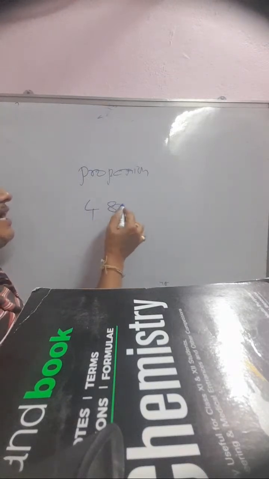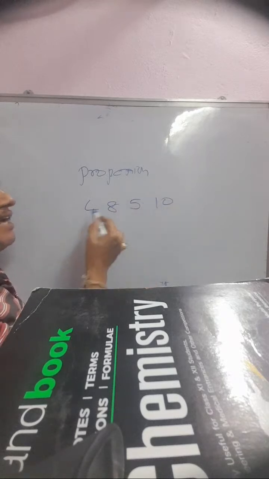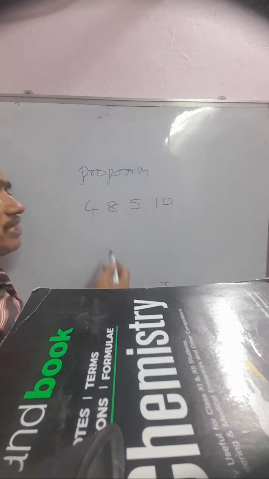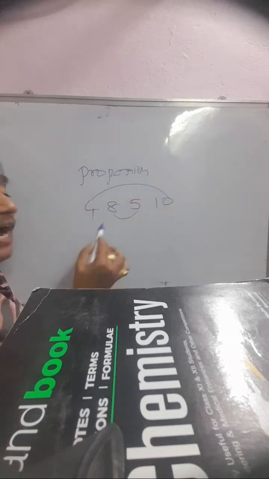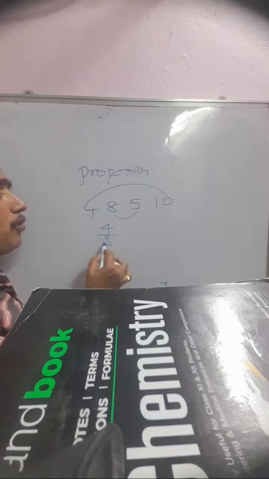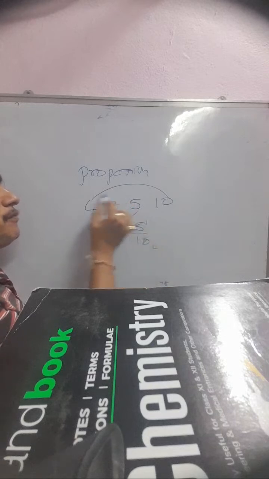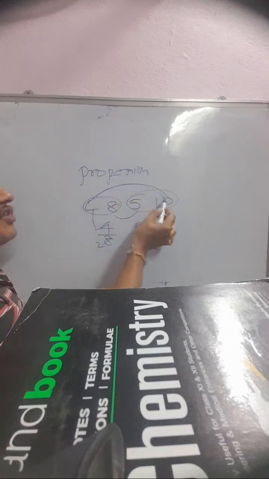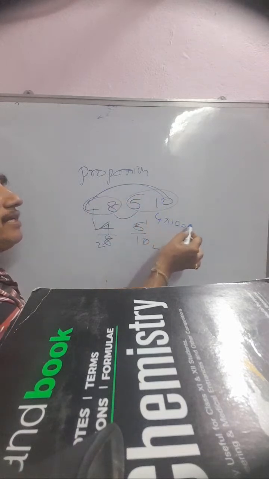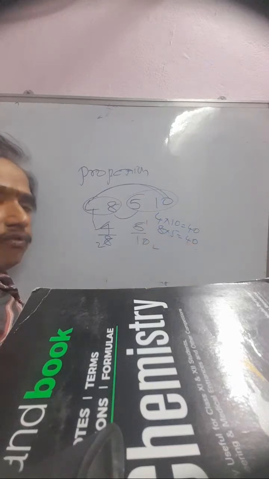See, 4, 8 and 5, 10. In exam, you got one question to test whether the four numbers are in proportion or not. So multiply these two and multiply these two. Why we should multiply that? Because 4 by 8 is 1 by 2. 5 by 10 is also 1 by 2. If two ratios are in proportion, their products of extremes, that is 4 into 10 is equal to 40 and 8 into 5 is also equal to 40.